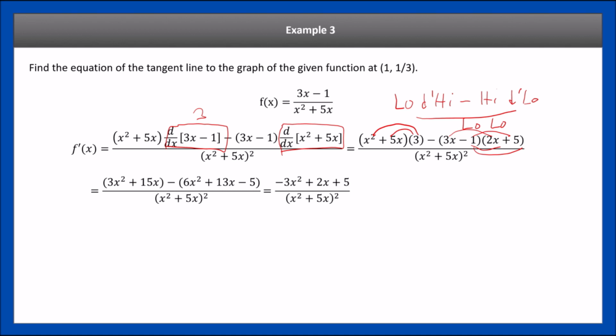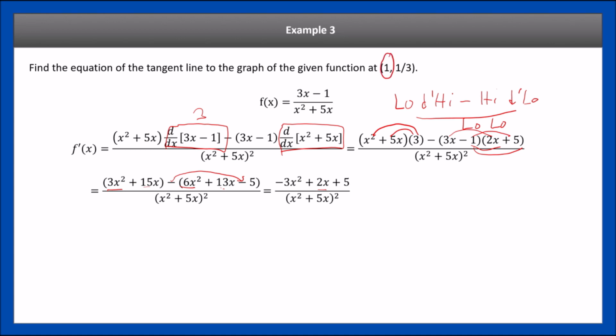So 3x squared minus 6x squared is negative 3x squared. 15 minus 13 is 2x. And don't forget this negative turns this into a positive. All right, and then we're going to simplify if possible. Usually we leave it like that, and that will be the derivative. Sometimes you can simplify it further. So what we're going to do now is figure out what the derivative is at x equals 1.